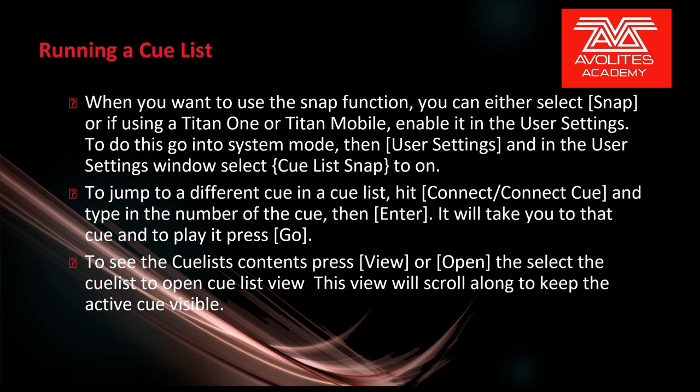So let's talk about recording when running a cuelist. You want to use the snap function. You can do this like snap, or if you're using a Titan One, Titan Mobile, or Quartz, enable it in user settings. You just go to system mode, user settings. We'll play with all that the day we do user settings.